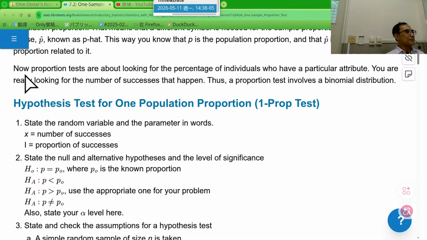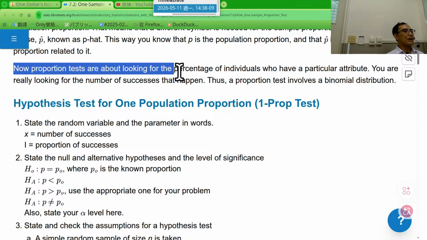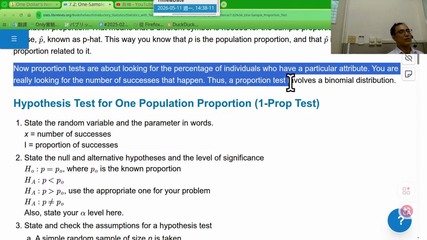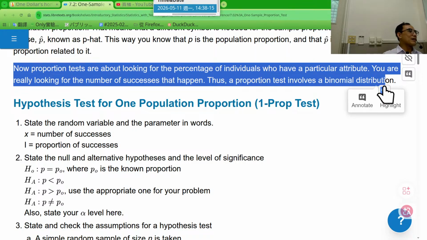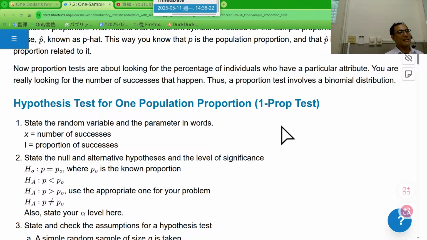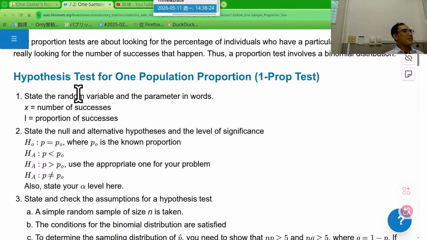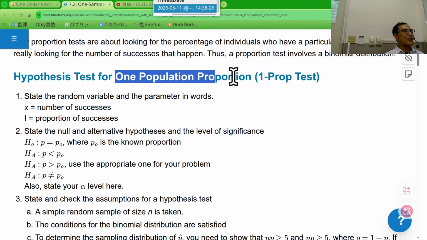Now, proportion tests are about looking for the percentage of individuals who have a particular attribute. You are really looking for the number of successes that happen in a proportion test. Okay, let's move here: hypothesis test for one population proportion.